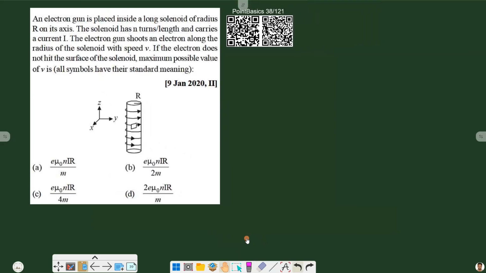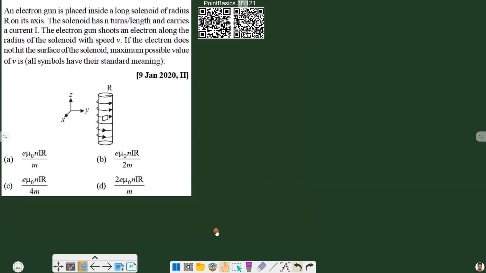Now, as already mentioned in the question, it is a solenoid. And for a solenoid, we know that the magnetic field generated by it will be mu naught n I, where n is the number of turns per unit length, which is already mentioned. So this is the value of the magnetic field.